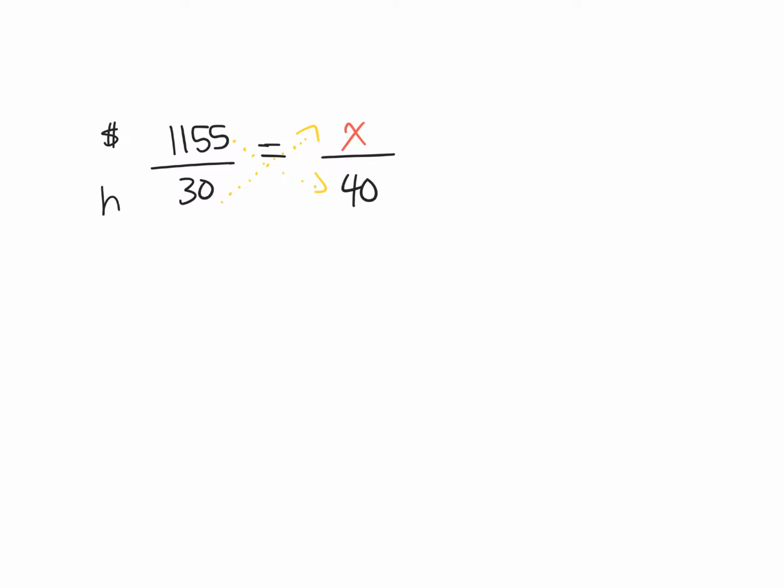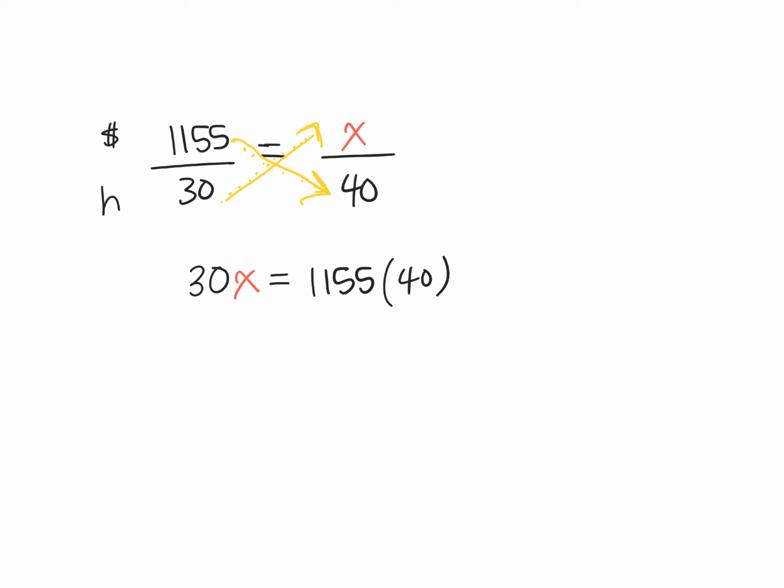I'm going to take 30 and cross multiply, so I'm going to multiply it by x. 30 times x is written as 30x. And then what am I multiplying? Okay, then we take 1,155 and multiply it by 40. I'm just going to use brackets to show multiplication. We're good so far?